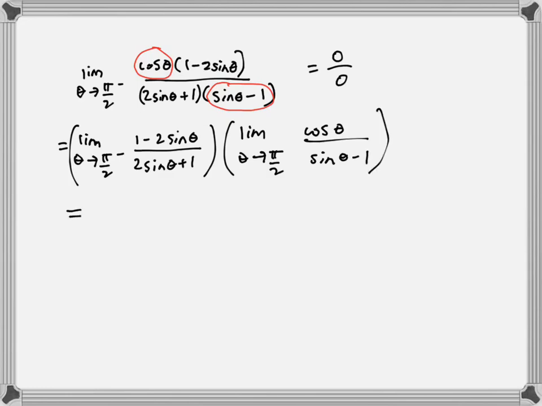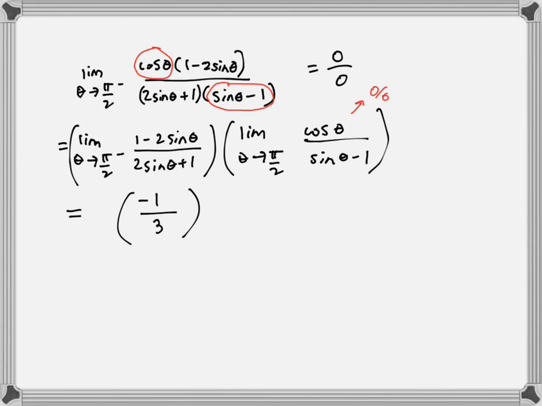Notice that the guy on the left, we do not need L'Hopital's rule, right? Because if you were to plug in pi over 2 here, sine of pi over 2 is 1, but you get 1 minus 2, so this is just equal to negative 1 over, let's see, sine of pi over 2 on the bottom is 1, times 2 is 2, 2 plus 1 is 3. So the first guy gives us negative 1/3. So really, this is the guy that gives you 0 over 0 that we can use L'Hopital's rule on, right?